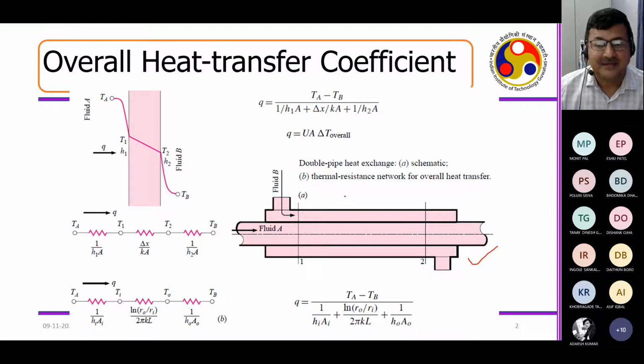Shell and tube heat exchanger. It is not a shell and tube heat exchanger. It is called a double pipe heat exchanger. It is the most elementary form of heat exchanger, right? Shell and tube we are coming. This is called a double pipe heat exchanger.